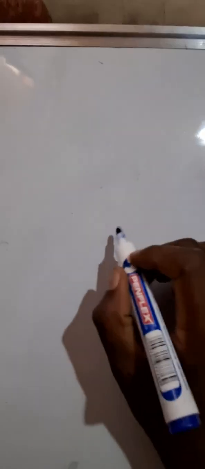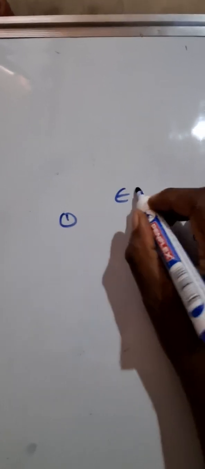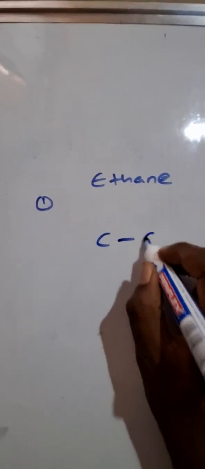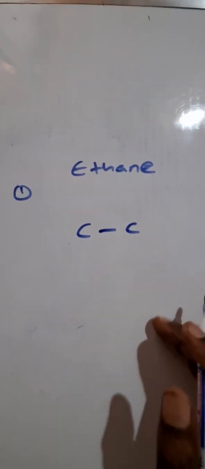Let's try the second one so that maybe you see how it works. Now the second one is ethane. Ethane comes from eth, meaning it must have 2 carbon atoms. So 1 and 2. There must be a bond joining them. So check this out.